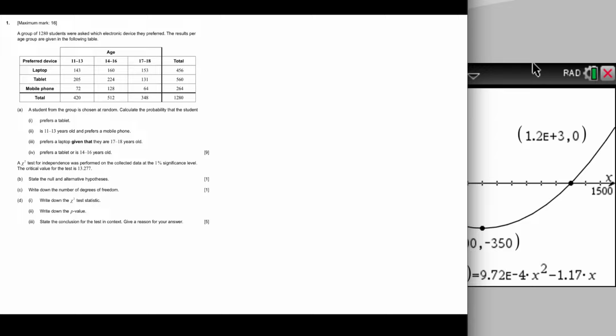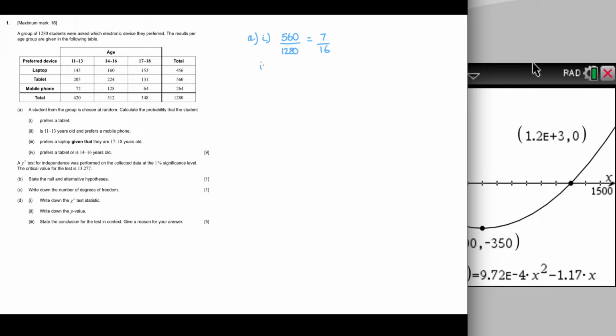So this first question is, first of all, using probabilities. I'm choosing someone at random from the table, and I've got 1,280 that have taken part in the survey altogether. The first one is that they prefer a tablet. Looking at tablet, that's this section here. The total that prefer a tablet is 560 out of the total in the whole group. So for part 1, it would be 560 out of 1,280, and I need to simplify that, which is 7 over 16.